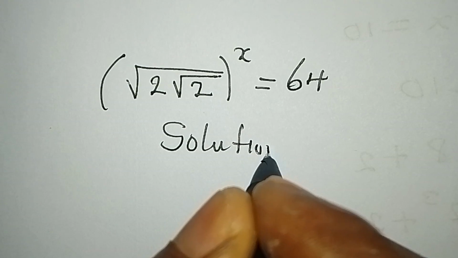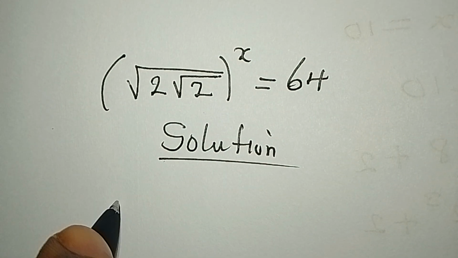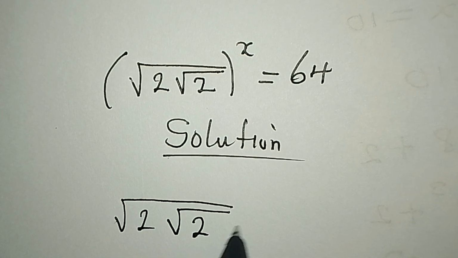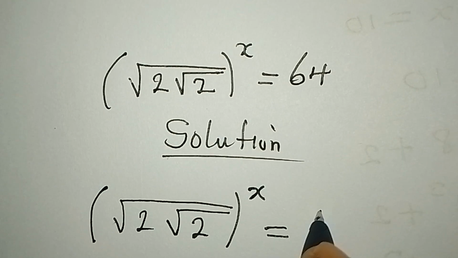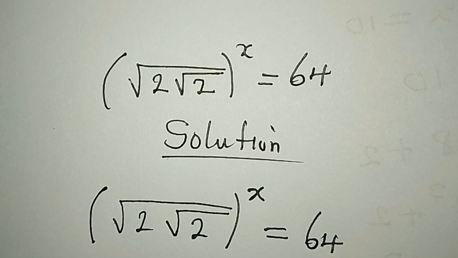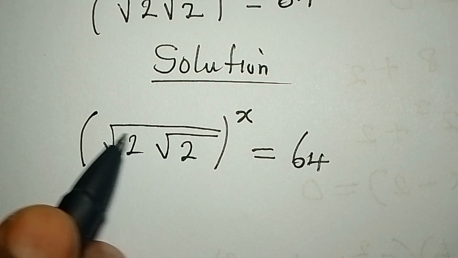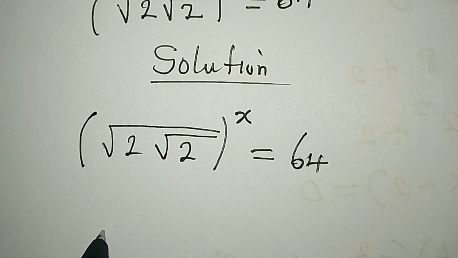Let's find the value of x in this problem: square root of 2 square root of 2, to the power of x, equals 64. Okay, this is simple, right? Because from the bracket here I can do this.